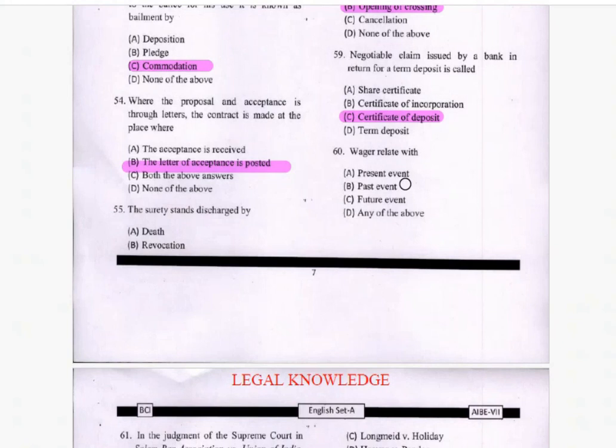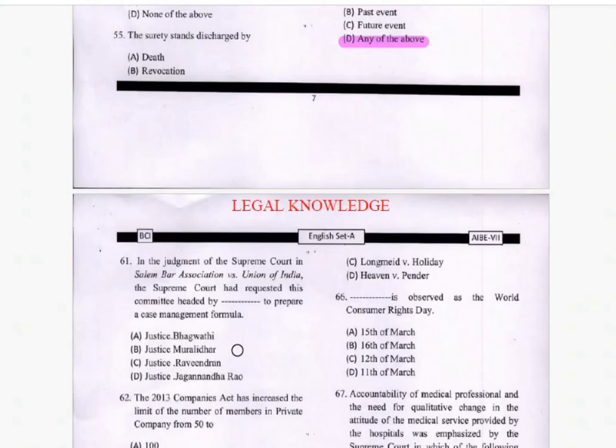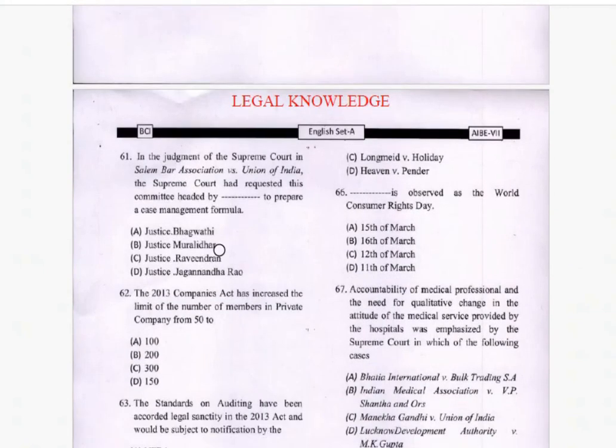Wager relate to present event, past event, future event, any of the above. In the judgment of Supreme Court in Salem Bar Association versus Union of India, the Supreme Court had requested this committee headed by dash to prepare a case management formula. The answer over here is Justice Jagannatha Rao.